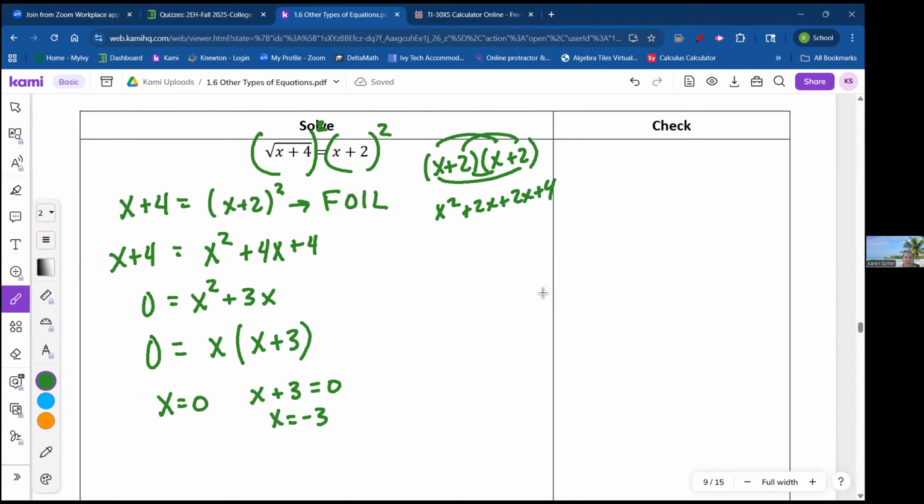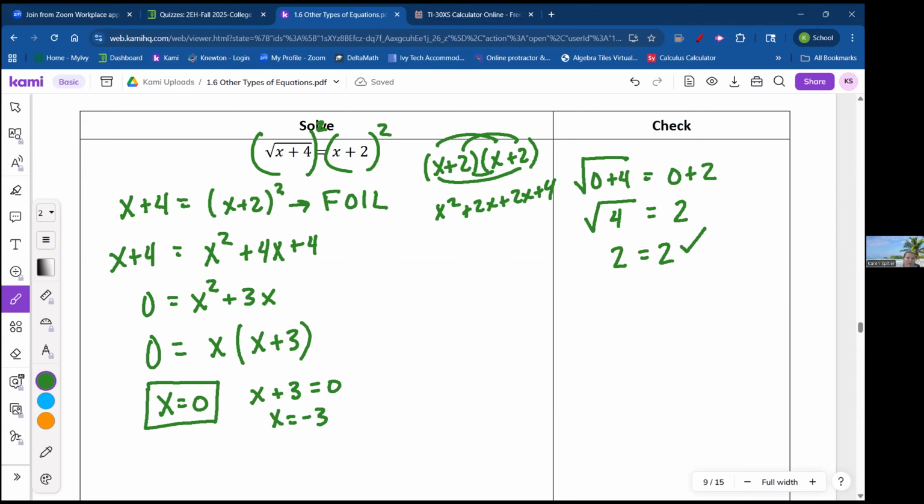Okay. Your job now is we have to check these answers. Does this work? So you've got the square root of 0 plus 4 is equal to 0 plus 2. 0 plus 4 is 4, and 0 plus 2 is 2, and the square root of 4 is 2. When you're checking, by the way, you only concern yourself with the principal root, which is the one that the calculator spits out. Okay? So 0 does work. Hooray!